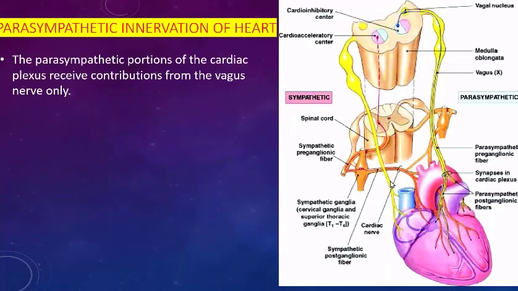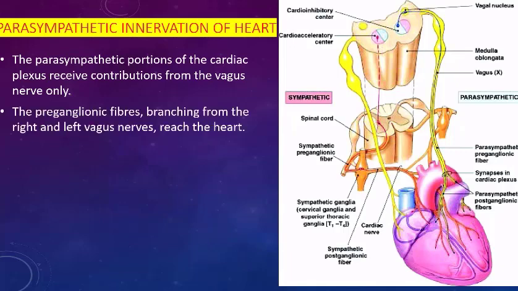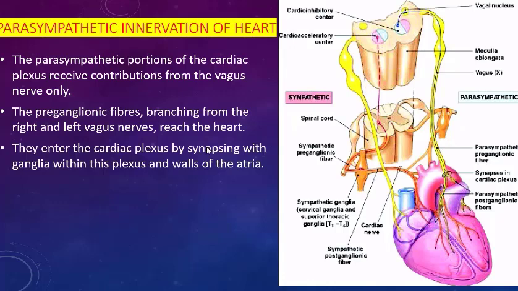Parasympathetic supply of the heart. The parasympathetic portion of the cardiac plexus receives contribution from the vagus nerve only. The preganglionic fibers branch from the right and left vagus nerve and reach the heart. Here you can see this is the right and the left vagus nerve. They arise and reach the heart. They enter the cardiac plexus by synapsing with the ganglia within the plexus and wall of the atrium. Here is the cardiac plexus, and they make synapses here and then enter the atrium.